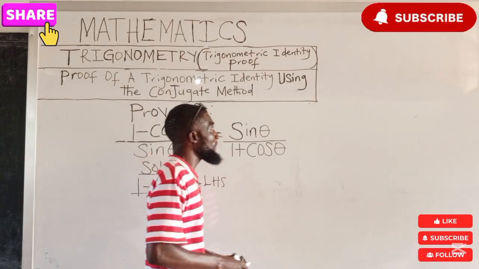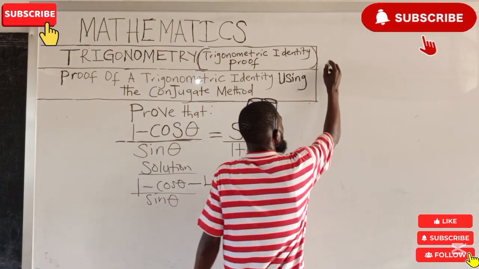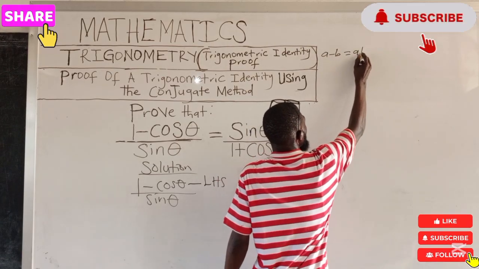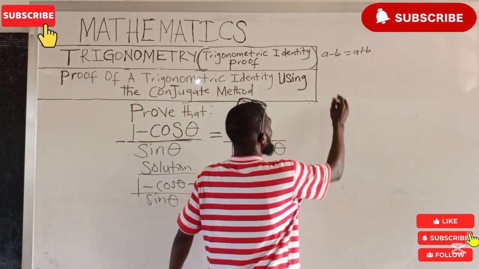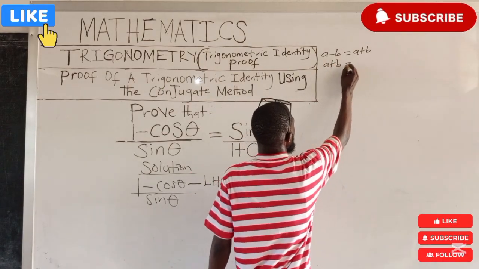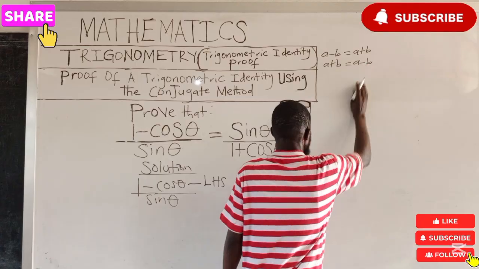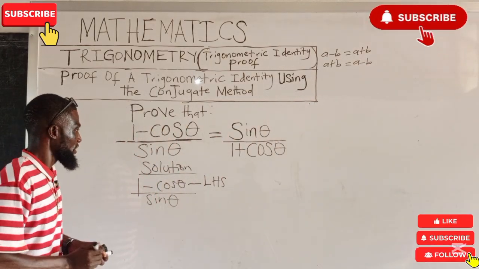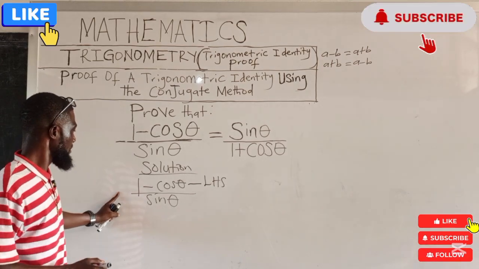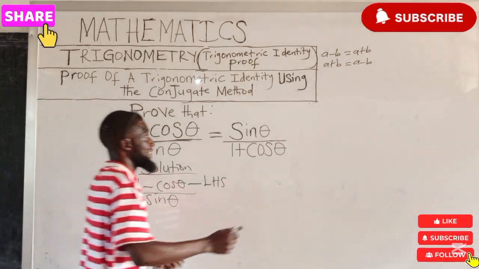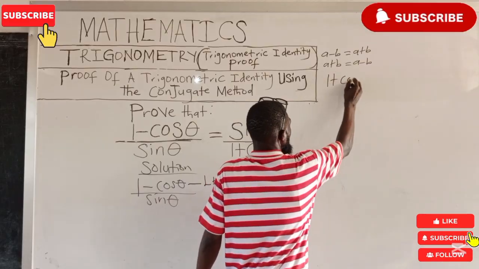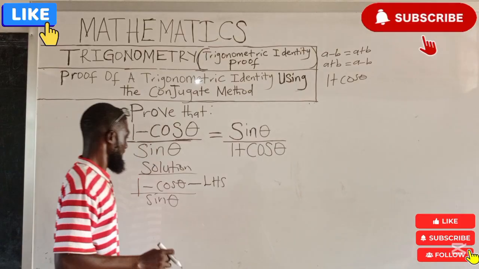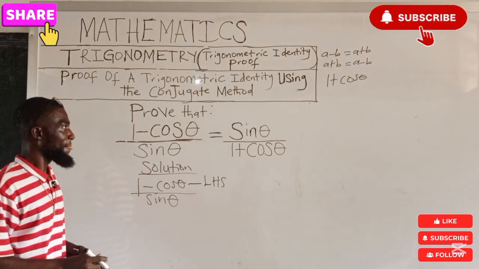In the conjugate method, for example, the conjugate of A minus B is just equal to A plus B. Likewise, the conjugate of A plus B is equal to A minus B. So we'll be using the conjugate method to solve our mathematical problem. The same thing applies here. The conjugate of 1 minus cos theta is just equal to 1 plus cos theta, and the conjugate of 1 plus cos theta is just equal to 1 minus cos theta.